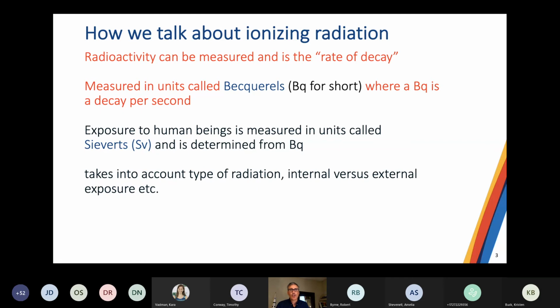And when we talk about human exposure and the potential health implications of being exposed to ionizing radiation, we use a unit called the sievert, and that takes into account the type of radiation that's being emitted, whether that radiation is being emitted externally or internally to the organism or the human being. But for the most part, we'll be talking about the number of becquerels that we detect, for example, in a liter or a cubic meter of seawater, or perhaps in a kilogram of tissue from a living organism, mostly today.